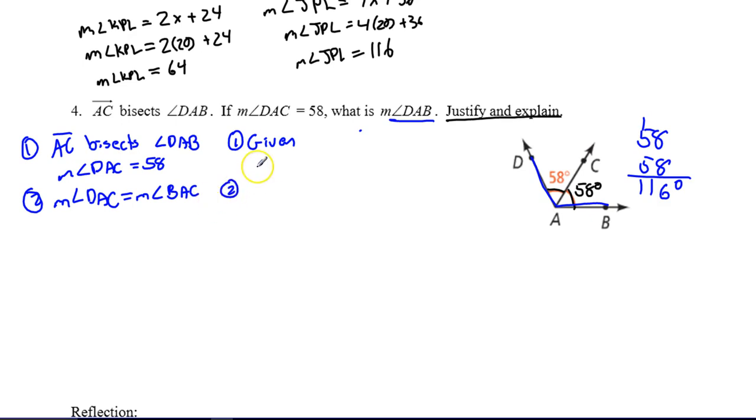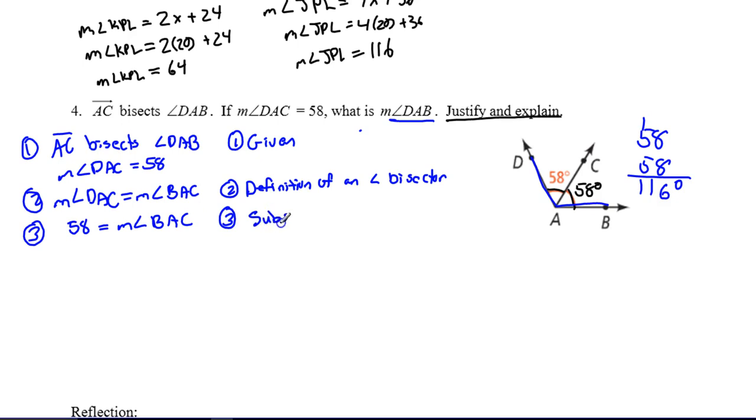So, well, what is that? That right there is the definition of an angle bisector. See, we talked about that definition, now we're using it. Okay, well, what can we do? Well, if the measure of angle DAC equals the measure of angle BAC, then 58 equals the measure of angle BAC. So that right there is what we would just call substitution.